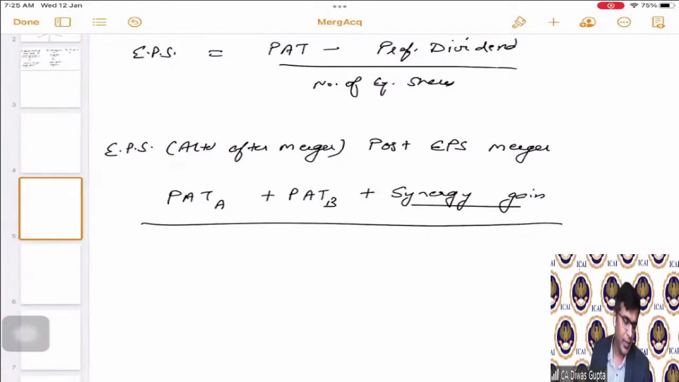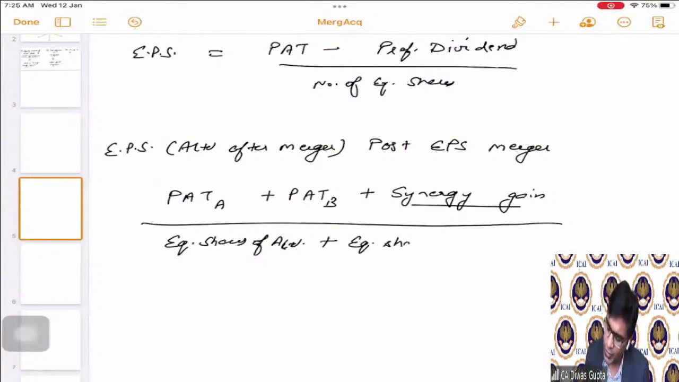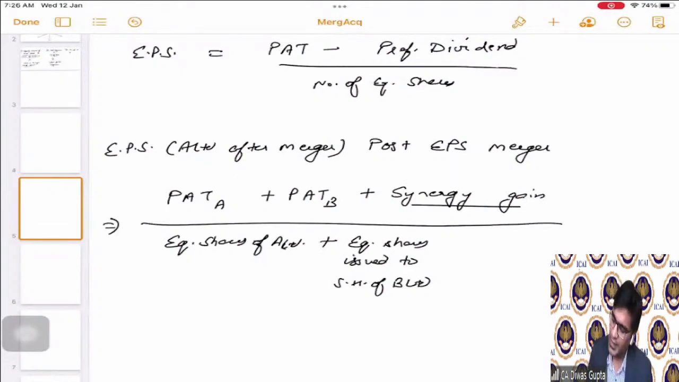This whole is divided by the equity shares of A Limited, whatever is the current equity shares issued of A Limited, plus equity shares issued to the shareholders of B Limited. Correct? As I told you, we will be issuing equity shares to the shareholders of B Limited. That's all. So this will give us the EPS after merger of A Limited.